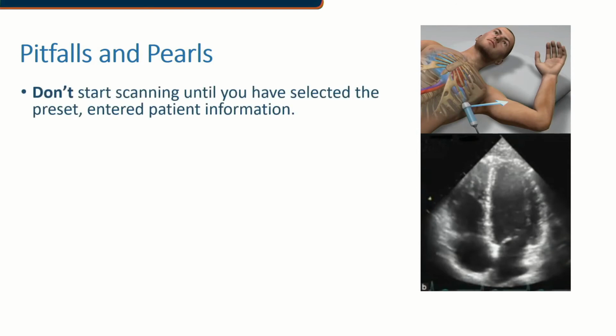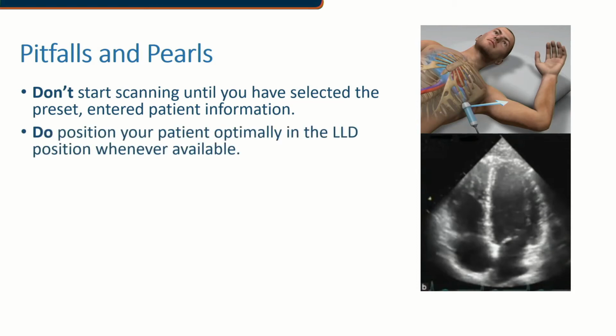So let's think about just the usual things that we keep telling you. Don't start scanning until you have selected your preset and entered your patient information, because there is no anonymous scanning. Be sure that you position your patient optimally, and that would mean the left lateral decubitus position whenever possible. And I'll point out to you that even this position can be really quite useful for the parasternal long axis view. So if you're ever in a situation where the patient must be up on their side for whatever their injury may be, you can not only use this position for your apical 4-chamber view, you can use it for your parasternal long axis view.